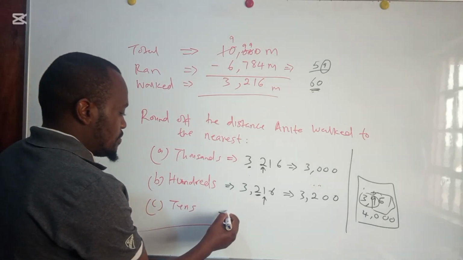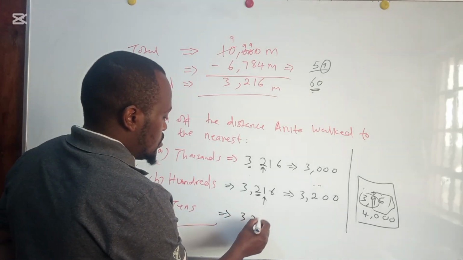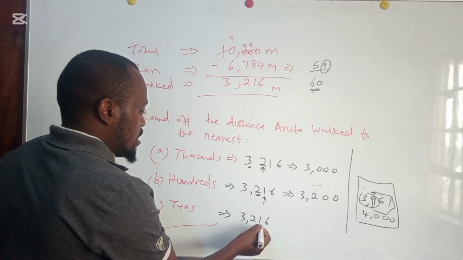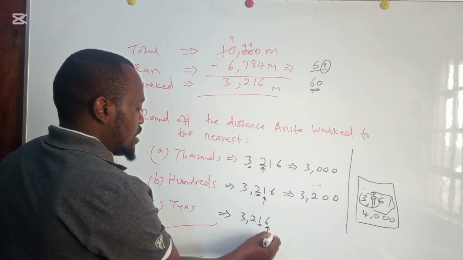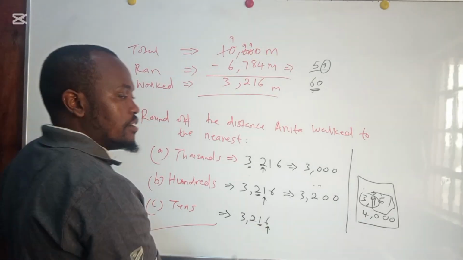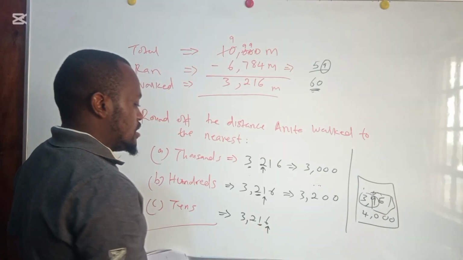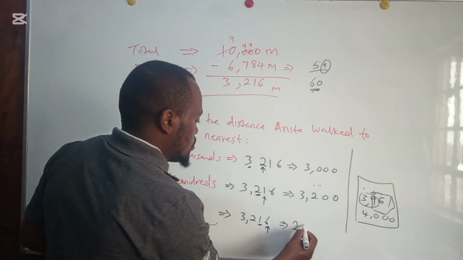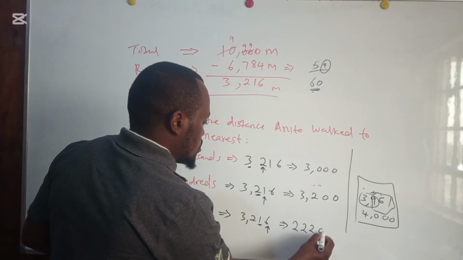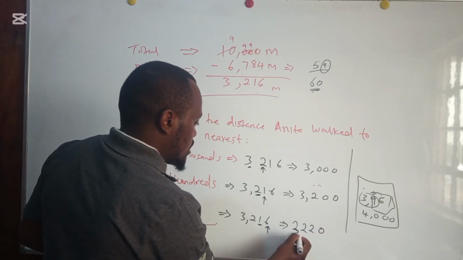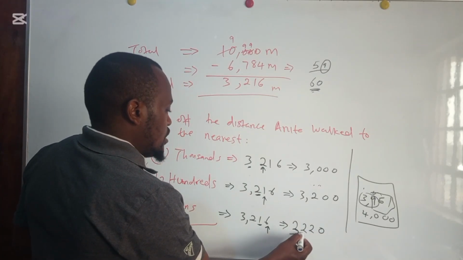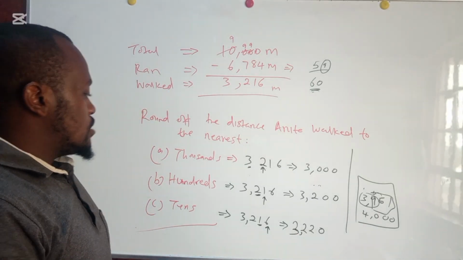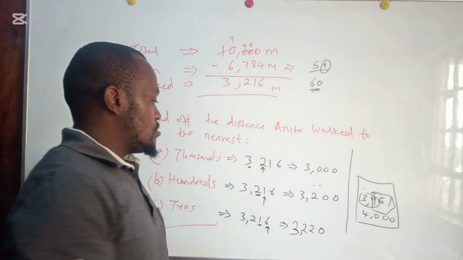What about tens? 32, 16. To the nearest tens, this is tens, you look at ones. If ones is 5 or more, and here it is more, so you add 1 on the other end. You have 3, 2, 2, 2, 0. Oh, this is 32. Yeah, so this is 3, 2, and 2. This is correct.